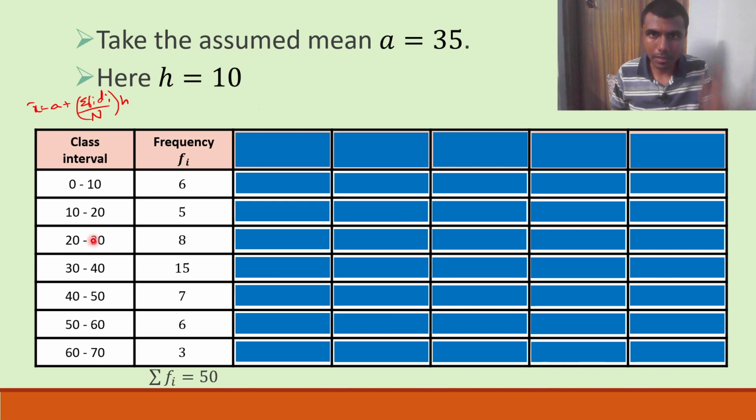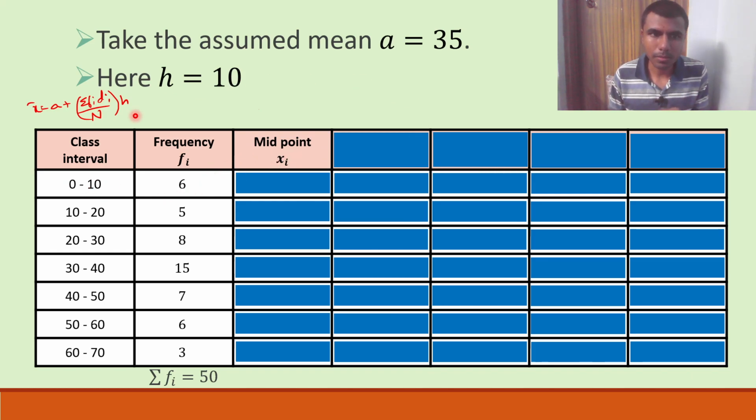Whenever we are given a continuous distribution like this, continuous meaning we have intervals 0 to 10, 10 to 20, 20 to 30, what we have to do is first find out the midpoint. And the midpoint I'm going to take as xi.